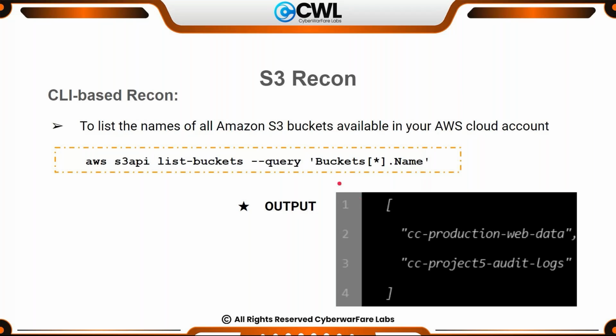The command comprises two key components. First, we have list buckets. This command lists all the buckets in your Amazon S3 account. And second, we have the dash query option. It filters the output to extract only the names of the buckets.